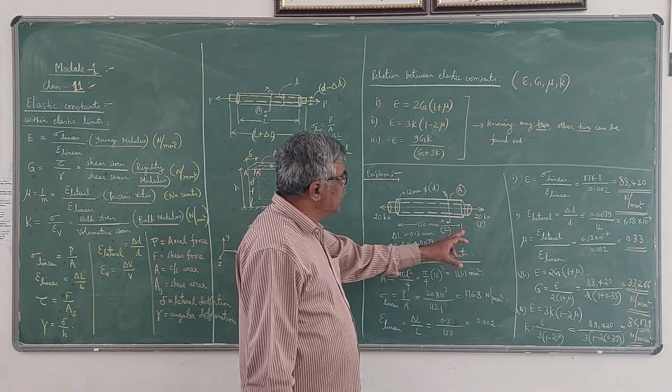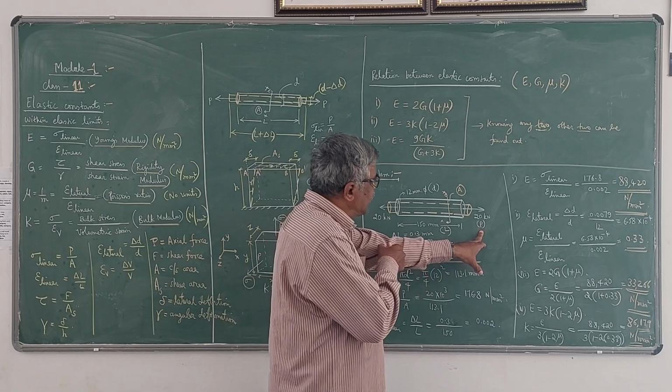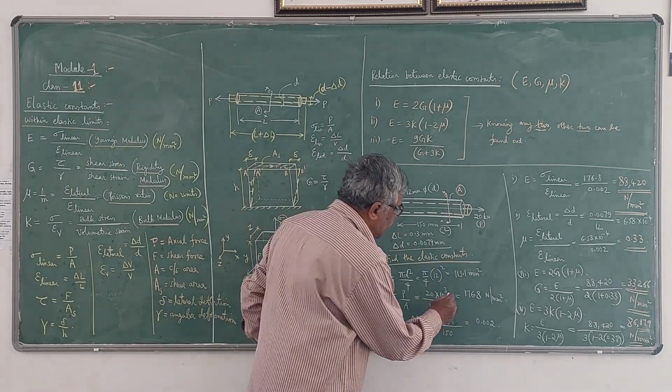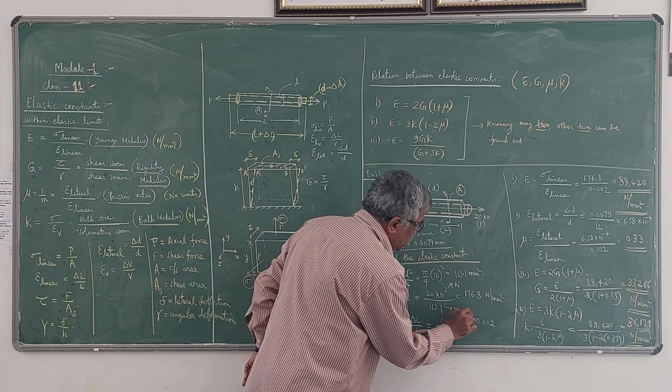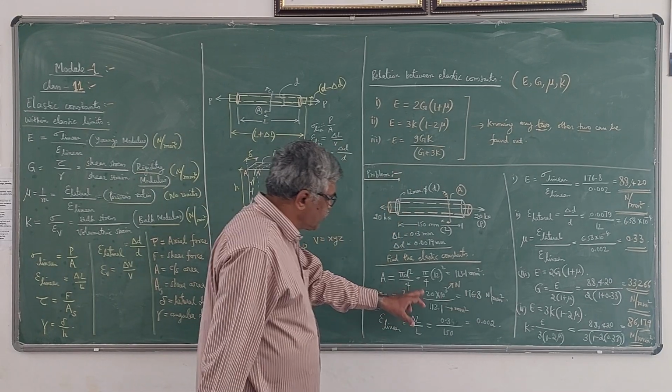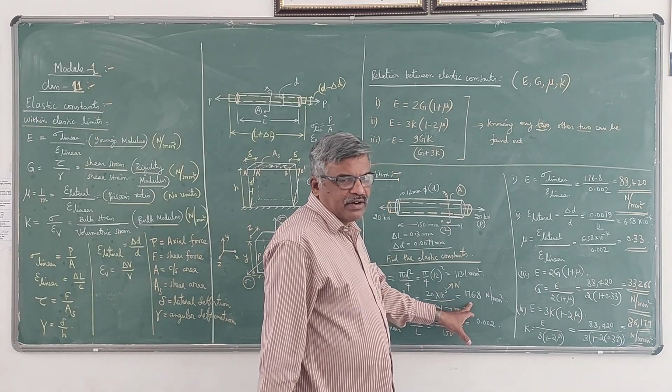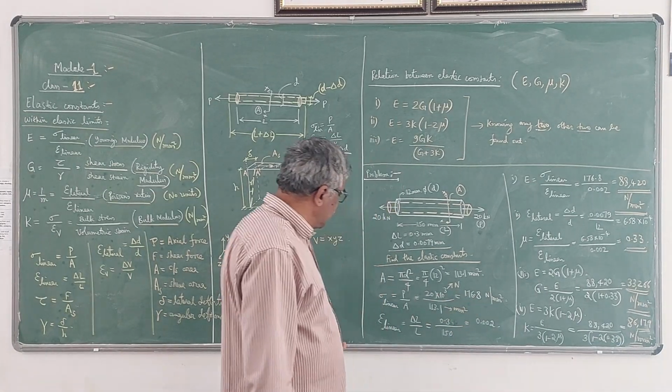If you substitute the force as 20 kN, means 20 into 10 power 3 Newton. Everything should be converted to Newton and millimeters because the stress value will be in Newton per millimeter square. So if you substitute and simplify, you will get 176.8 Newton per mm square.